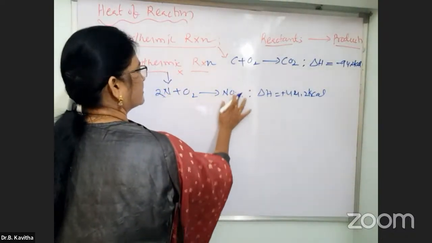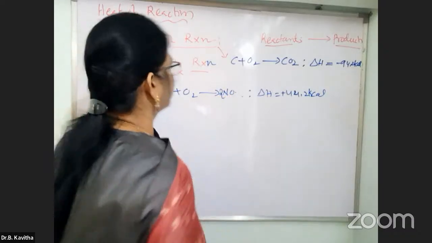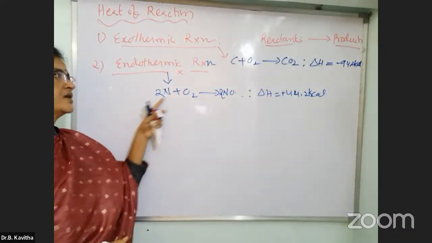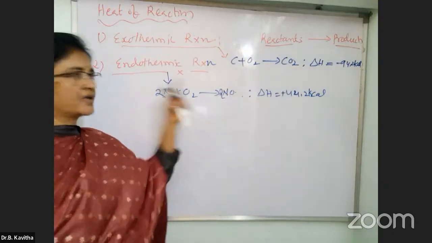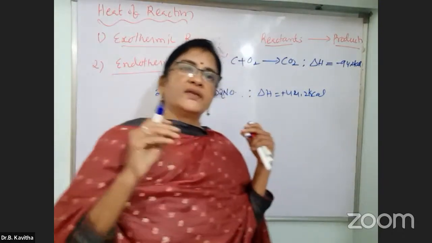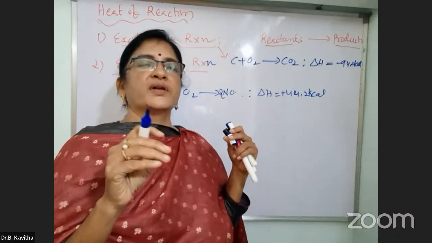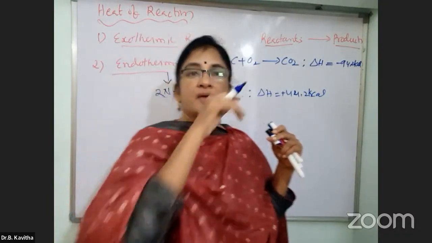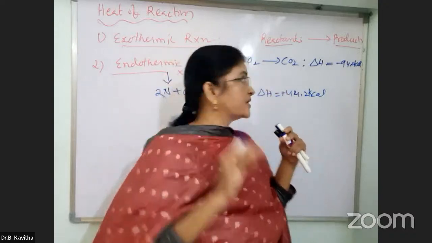This is not nitrogen dioxide. This is 2 moles of nitrogen and oxygen, which gives 2 moles of nitric oxide. Those things which are important, you remember them, and those which are not important, you don't consider.